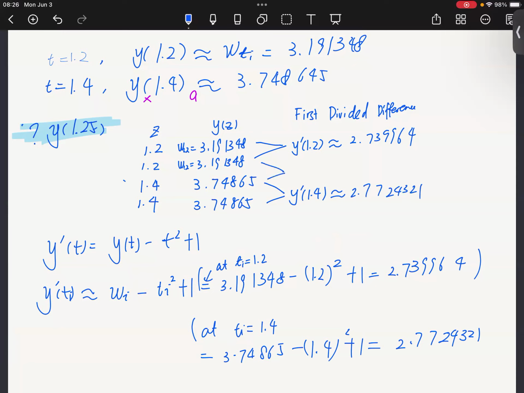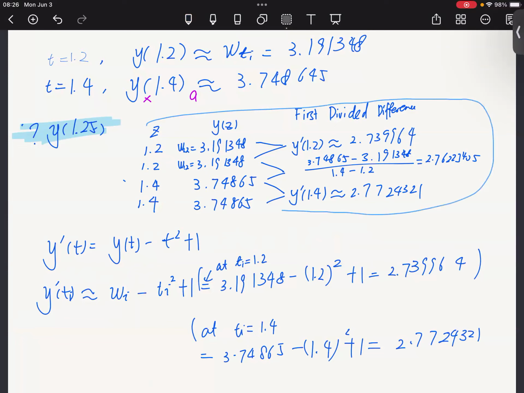And for the things in between, we use the finite difference formula, and it is just the W1.4 value minus the W1.2 value, and then divided by the time difference here, and it equals 2.762345. And by using these tables, you can finish all the columns here.